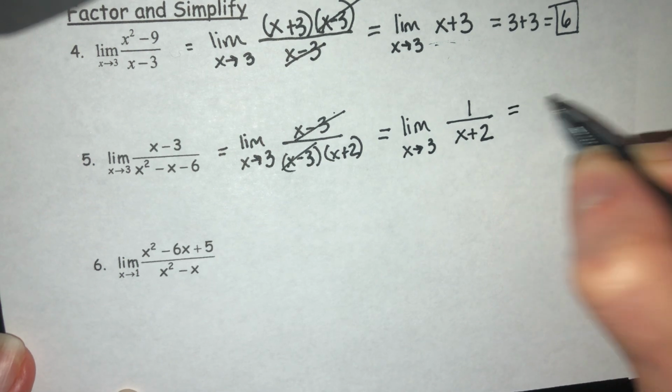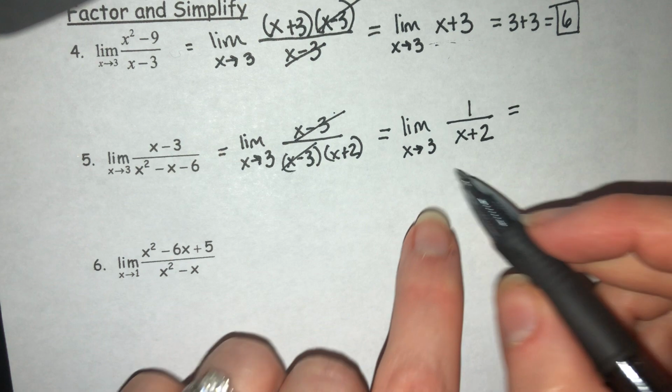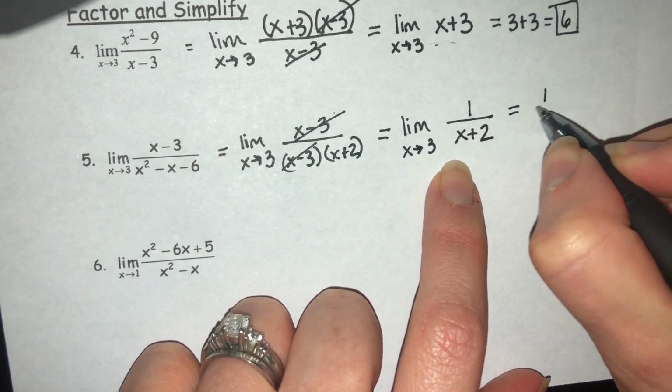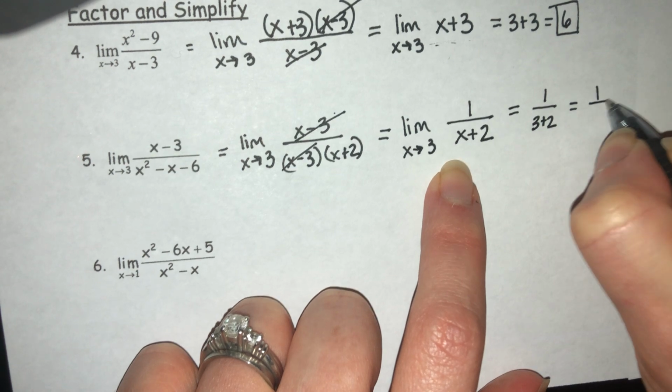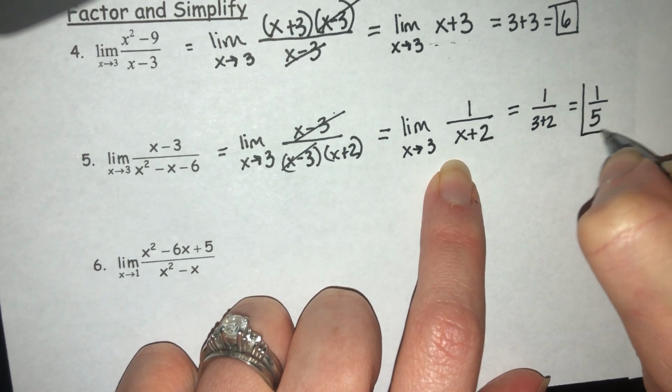Finally, it turns into a direct substitution problem. I can substitute this 3 in where the x is. 1 over 3 plus 2 is equal to 1/5 for the answer.